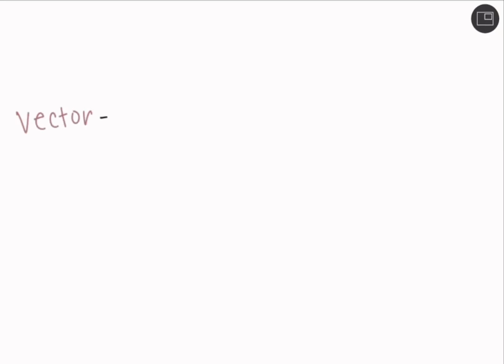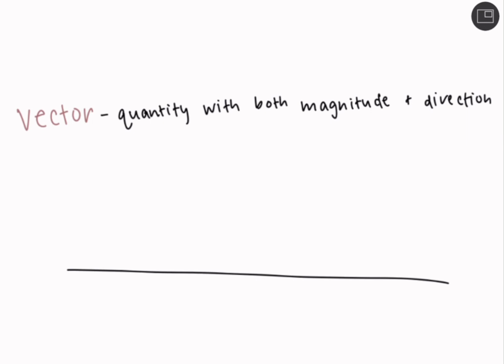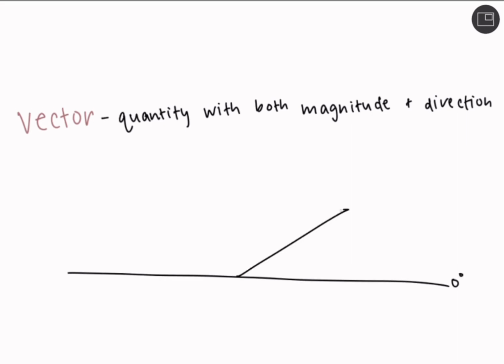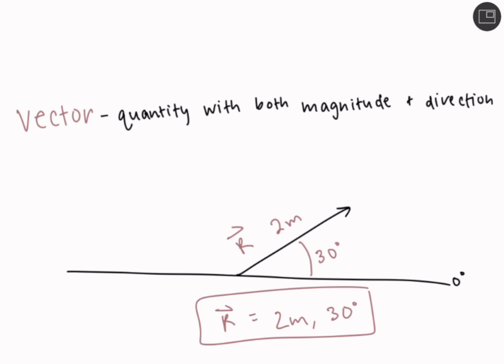Just a refresher, a vector is a quantity with both magnitude and direction. So for example, if we were to draw an origin line and label it 0 degrees, and draw a vector line 30 degrees counterclockwise from the origin line with magnitude 2 meters, and let's label this vector r, then vector r would be read as 2 meters and 30 degrees.